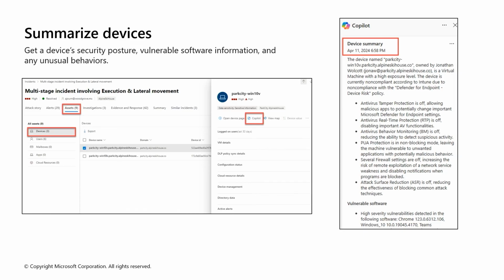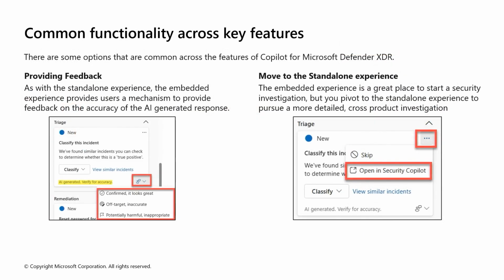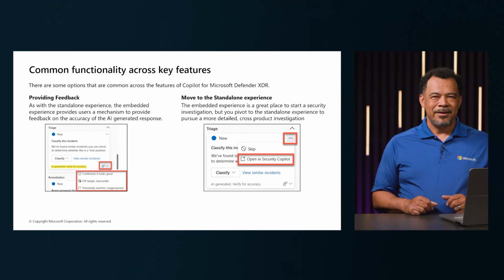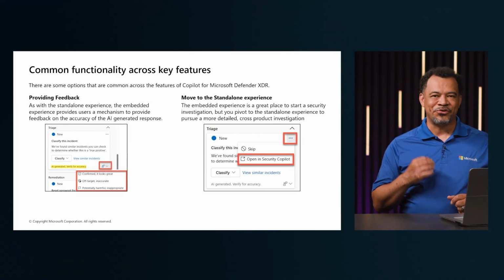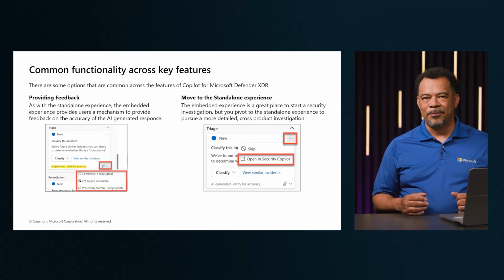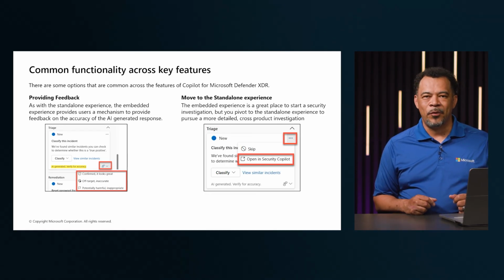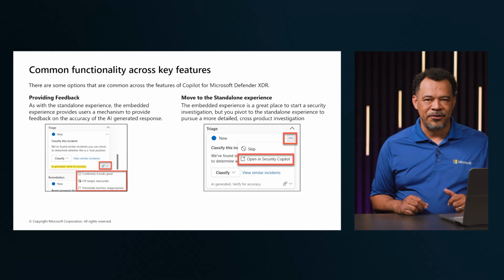There are some common options across features of Copilot for Microsoft Defender XDR that enhance the user experience. One of these is the ability to provide feedback on the accuracy of AI-generated responses. Just like in the standalone experience, the embedded experience allows users to select the feedback prompt at the bottom right of the content window and choose from the available options.